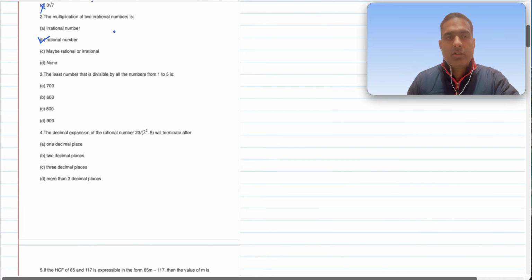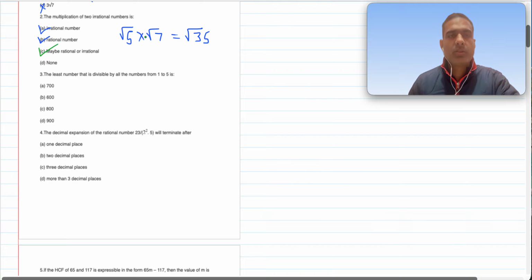So I have to find out two irrational numbers whose product can be irrational or not. If we see root 5 and root 7, both are irrational numbers, and their product root 35 is also irrational. We can take any two irrational numbers, but we have to keep in mind that their product should not be a perfect square. So root 35 is an irrational number. So the product of two irrational numbers can be rational and irrational both. So our answer will be maybe rational and or irrational.